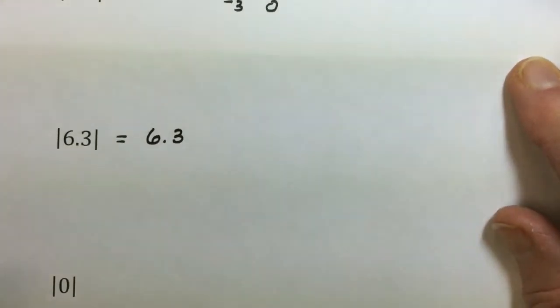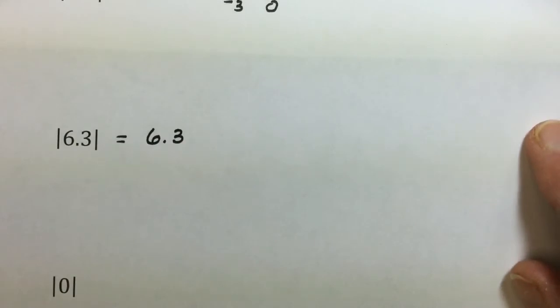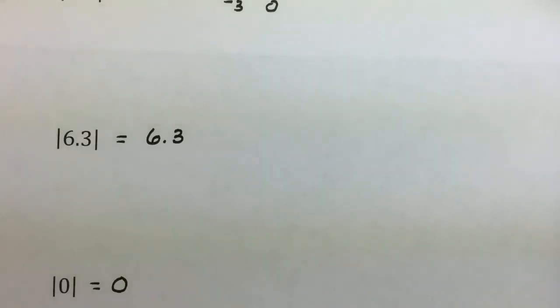The last example, they're asking us for the absolute value of 0. Since 0 is 0 units from itself, the distance or absolute value is 0.